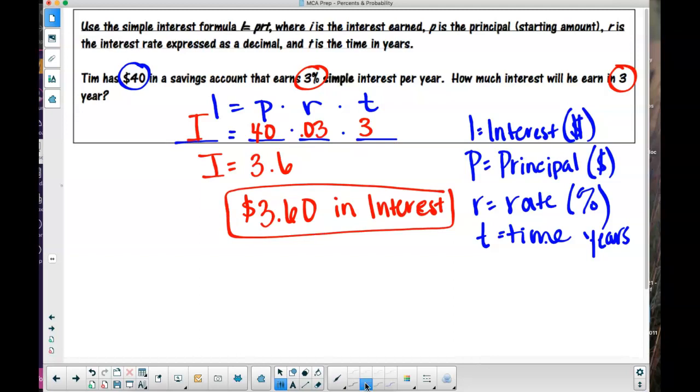It says how much interest will he earn. Does that answer the question? Yeah. What if they said, what's the total amount in the account? Then how would we answer the question? What would we have to add to that 360? He has this much interest, but he also has how much other money? $40. So we'd have to add them together if we want the total amount. Okay, sound good? All right, flip the page.